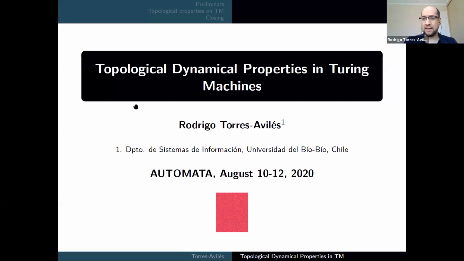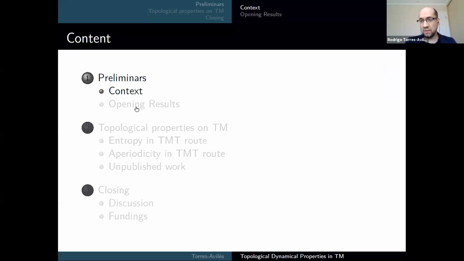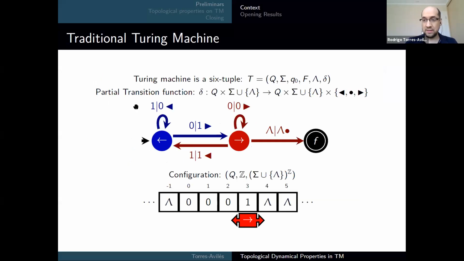This is an overview of the work done on topological dynamical properties in the context of Turing machines in the last few years. So let's start. First, let me put some context to this work. This is what we think when we hear the word Turing machines.